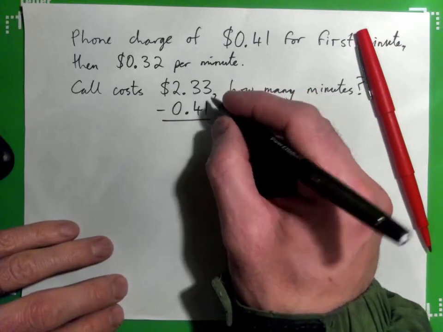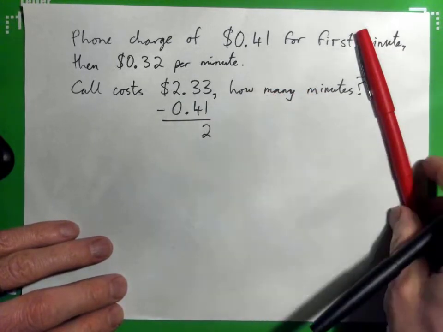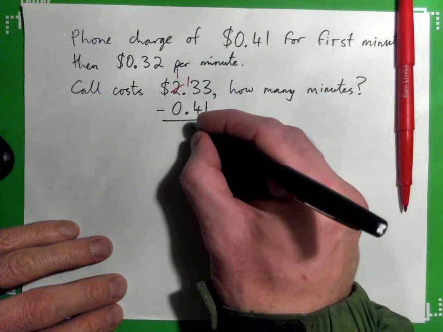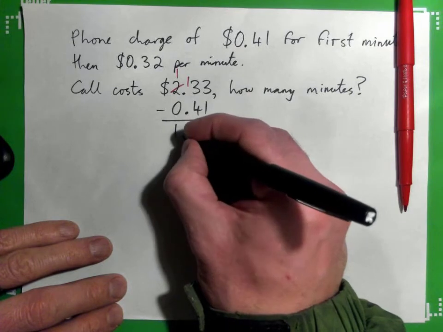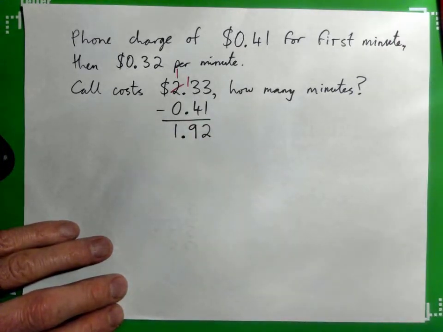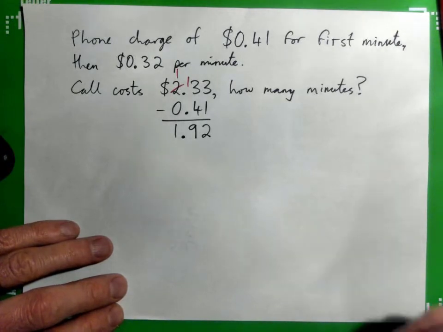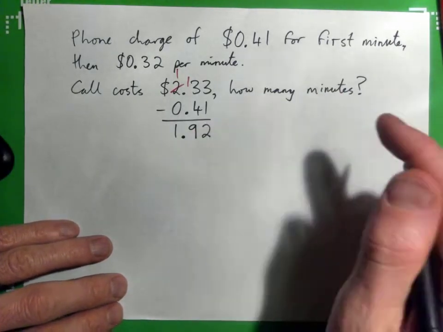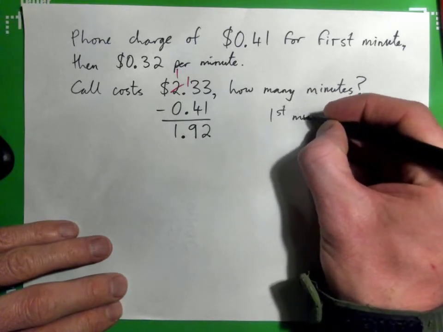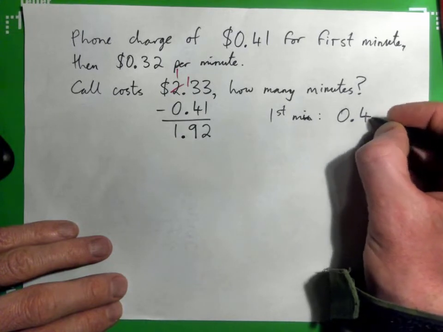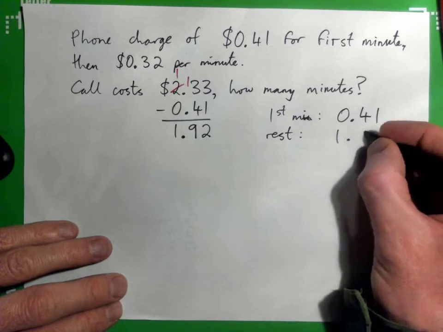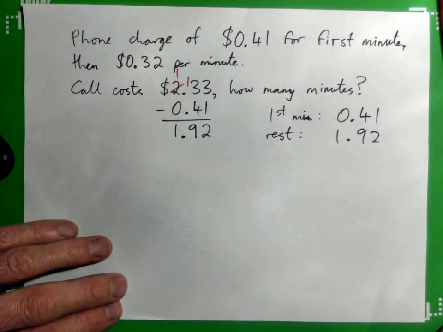Yep. That's 2. Becomes 1. That becomes 13. Yeah, 1.92. Yep. So it was the first minute. So we got our first minute, 0.41. The rest of the minutes cost $1.92. Do we agree on that?